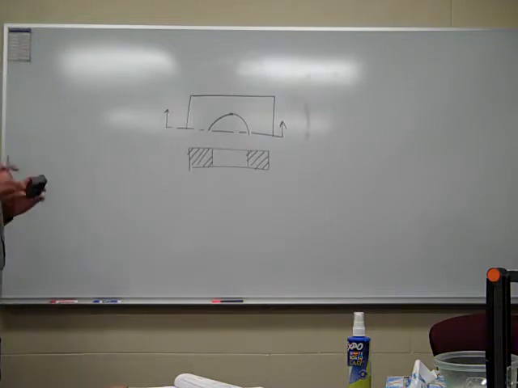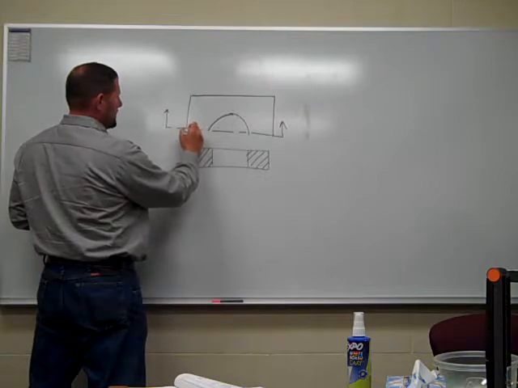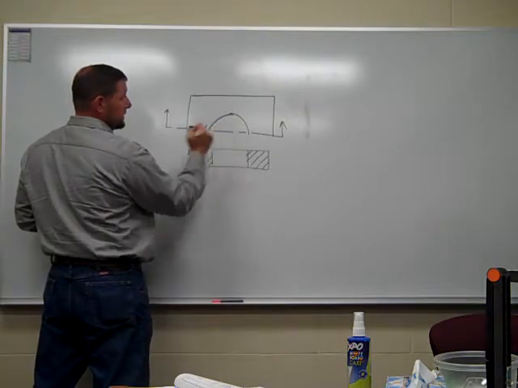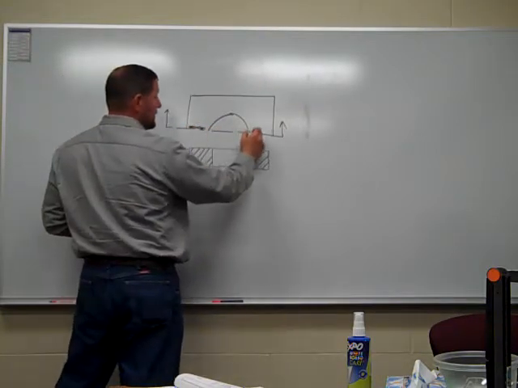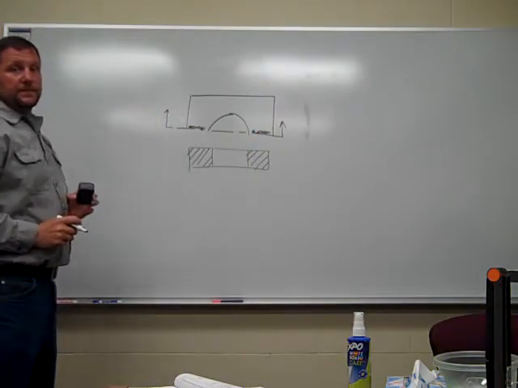Section lines, like I said, that's a solid part. So for example, when we put this in the bandsaw, we cut it right here. It didn't cut that circle because it was already hollow. We cut it right here. That's what those section lines are telling us.